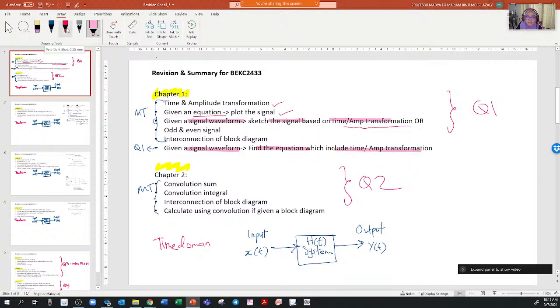So if you see here, the example that I give you is that for this time and amplitude transformation, given equation plotting and so on, it's all what was covered in the midterm last time. So you have the odd and even signal, and then you have the interconnection of block diagram. You're given a block diagram and find out what is the gain of that block diagram. And then the last part here is that given a signal waveform, find the equation based on the graph. Means that two graphs are given, before and after. So based on that, you need to find out what is the time and amplitude transformation. This one is based on quiz 1.